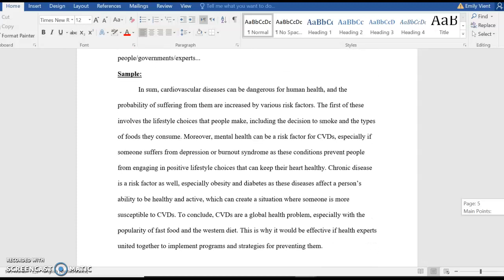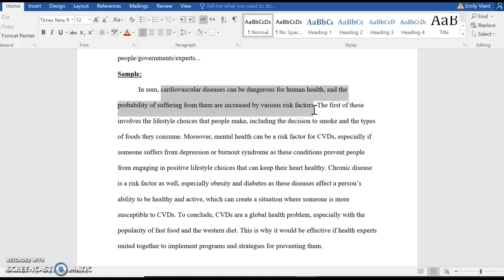So this is the sample concluding paragraph that I did for this outline. So I will read it out loud now. "In sum, cardiovascular diseases can be dangerous for human health, and the probability of suffering from them is increased by various risk factors." So again, I have my thesis statement here, which is that there are risk factors that increase the risk for cardiovascular disease, but I don't include my main points. Okay.